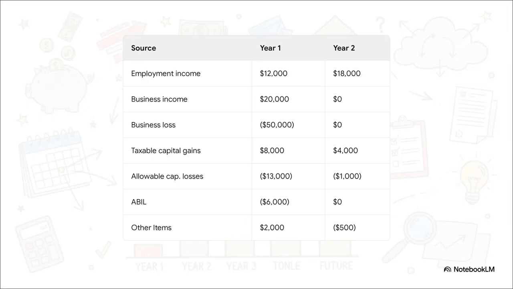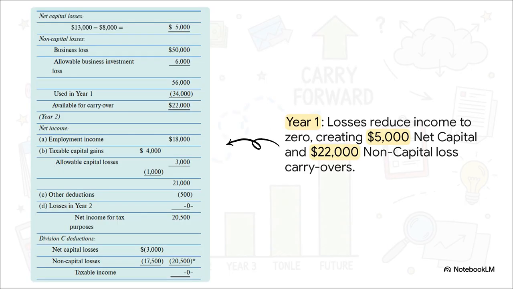So here is our taxpayer situation across 2 years. If you look at year one, you can see we have a bit of everything: employment income, business income, but also a big business loss. We also have capital gains and losses and that allowable business investment loss we mentioned. It's a busy year. All right, let's break this down for year one.